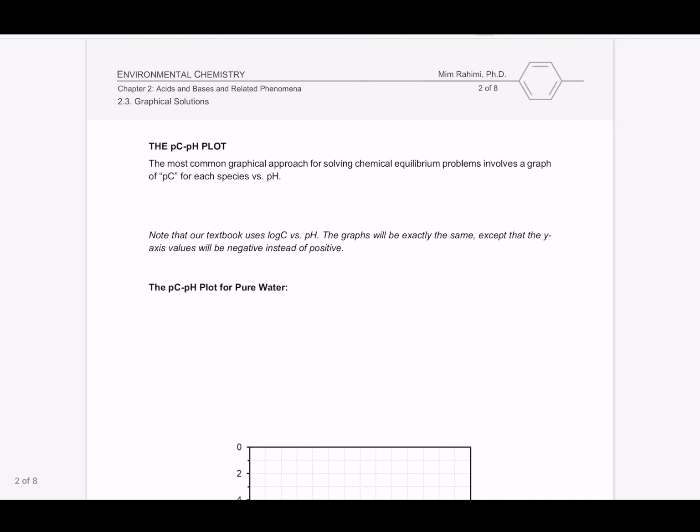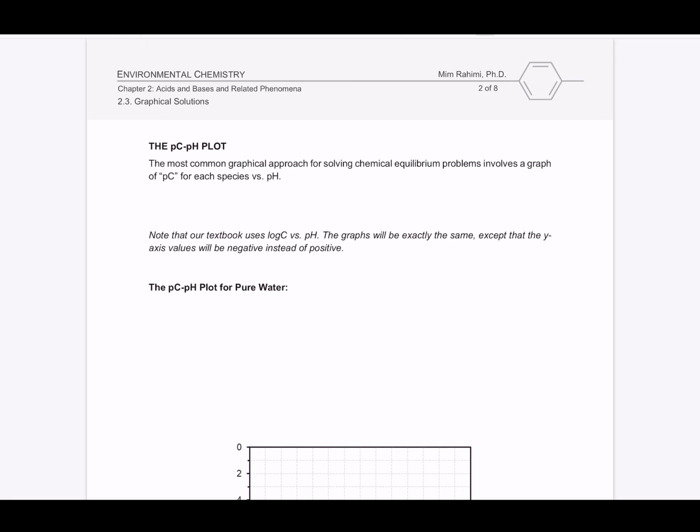So going forward, we will be more specific on the types of graphs that we are looking for in this lecture. There's actually one very well-known plot that we often use in this lecture and in the field of graphical solution for acid-base systems in general. And that's the pC-pH graph, or as the book says, it's a log C-pH graph.